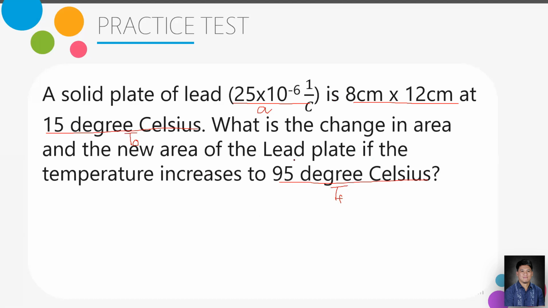So let's start first with the change in area, which is the delta A. So si delta A, ang una nating hahanapin before we can solve for A sub F, which is the new area or the final area, which can be taken by adding the initial area and the change in area. So, pwede nating makuha si final area by adding the initial and the change in area. But since hindi pa natin alam yung change in area, solve muna natin yung change of area natin.